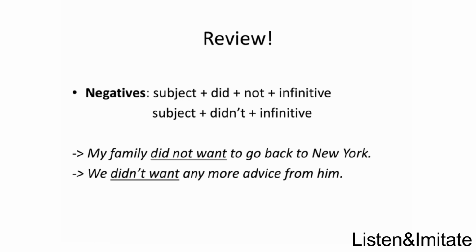To form negative sentences in the past tense, we use the negative auxiliary verb did not, which can be contracted to didn't. We follow the construction subject plus did not or didn't plus the infinitive form of the verb. For example, my family did not want to go back to New York. Or, we didn't want any more advice from him.